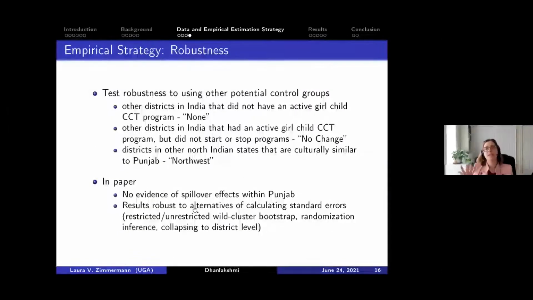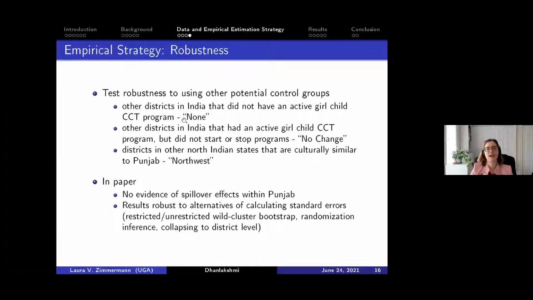So because of some of those differences, you might worry about other control groups or spillover effects. And so in the paper, we actually discuss that we find no evidence of spillover effects to non-treated areas within Punjab. But I'm also going to show you the results using 3 alternative control groups that might be plausible based on different assumptions we make.